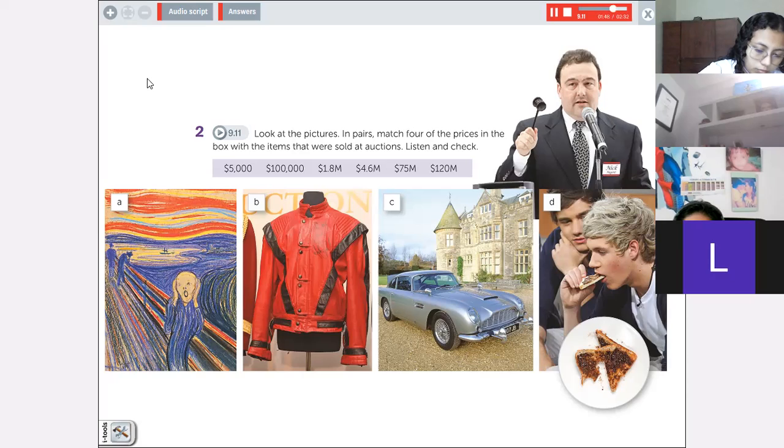Incredible. And what about this piece of toast? What's that doing here? Well, it's covered with Vegemite, which is eaten by millions of Australians every day. And this piece of toast was given to singer Niall Horan from One Direction on an Australian TV show, but unfortunately, Niall didn't like it and he left it. And was it sold at auction? Yes, it was. Well, the online auction site eBay. And it was bought for $100,000. $100,000 for a piece of toast. That's crazy.